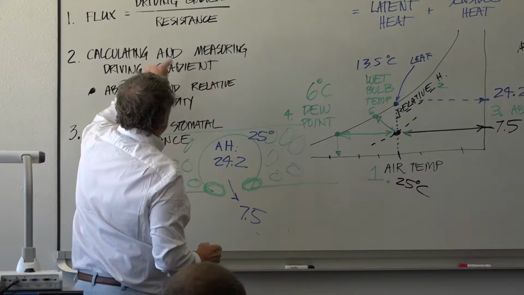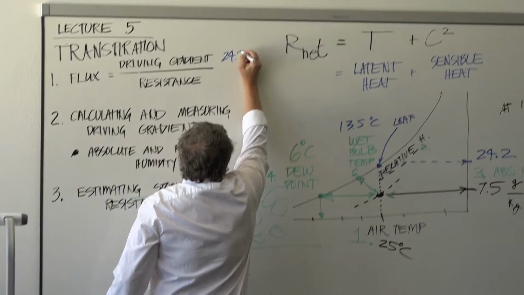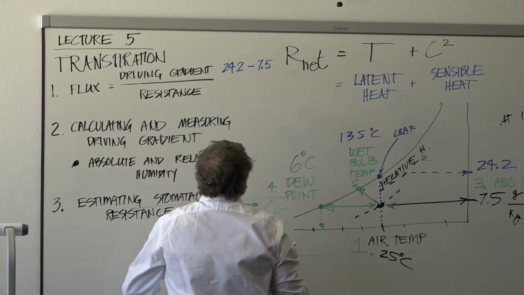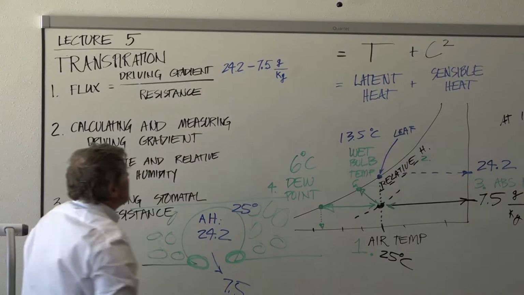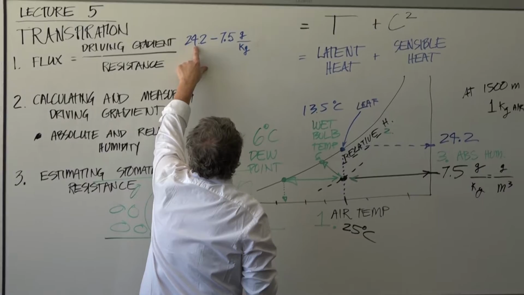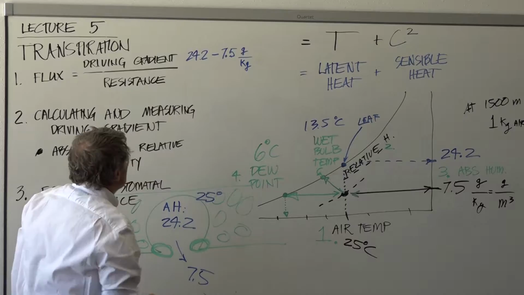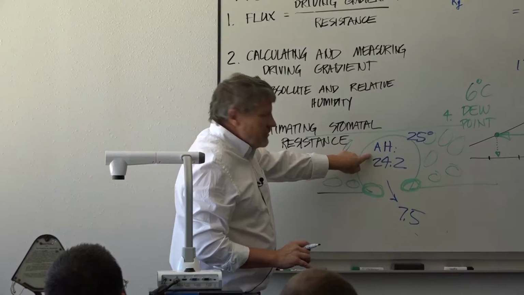This driving gradient is 24.2 minus 7.5, with units of grams per kilogram. So, whatever this subtraction is exactly, what is that, 16 or something, 17? About 17 grams per kilogram. That is the absolute humidity inside the leaf minus the absolute humidity of the air. That's the driving gradient for transpiration.